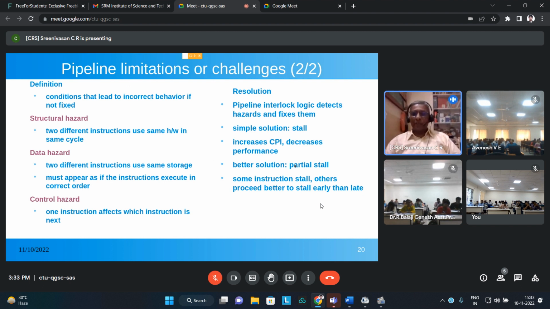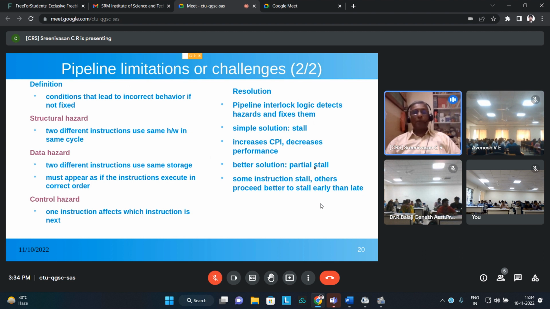So here are some of the simple mechanisms. Interlock logic detects hazards and fixes them. If the microprocessors are interlocked with the pipeline stages, then it fixes them. There is an intelligent logic available in the microprocessor, right? If there is a stall, like a data hazard with two people using the same computer, one person will have to just go out and not use the computer. So this will increase the CPI and decrease the performance, right? If more stalls happen, if both of you start fighting for this, then nobody will win. Your time will be wasted, right?